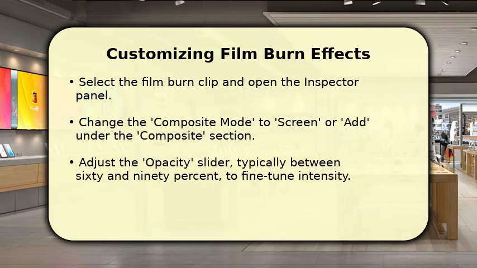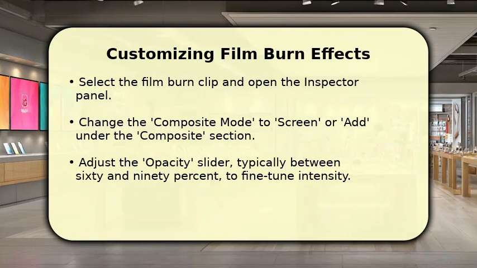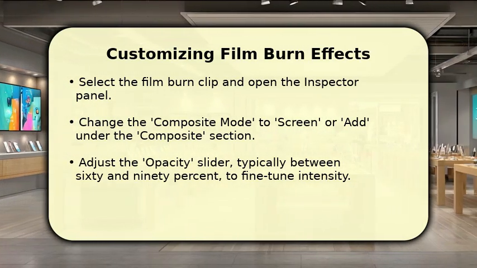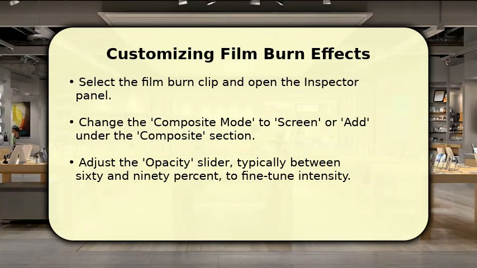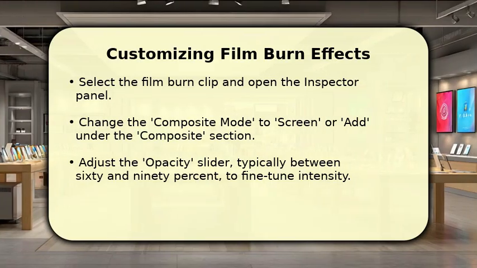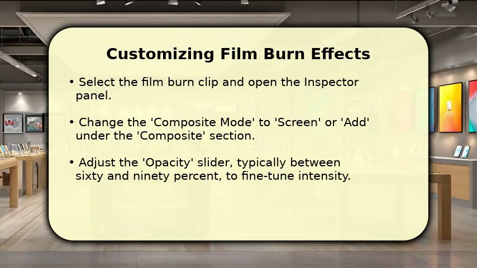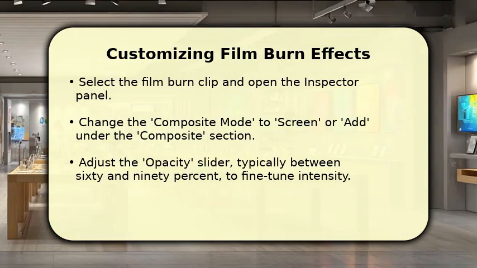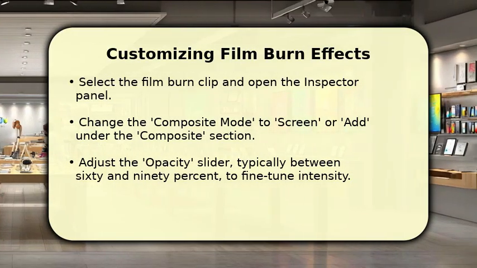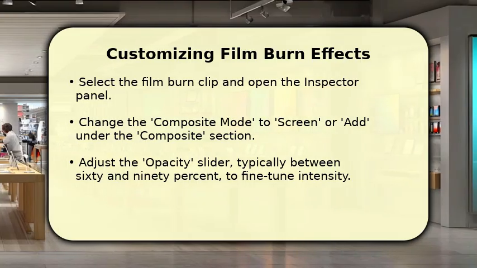Under the Composite section, change the composite mode from Normal to Screen or Add. Experiment with these two modes to see which best suits your aesthetic. Adjust the opacity slider, typically between 60 and 90%, to fine-tune the intensity. This allows you to control how subtle or pronounced the film burn appears, giving you creative flexibility.